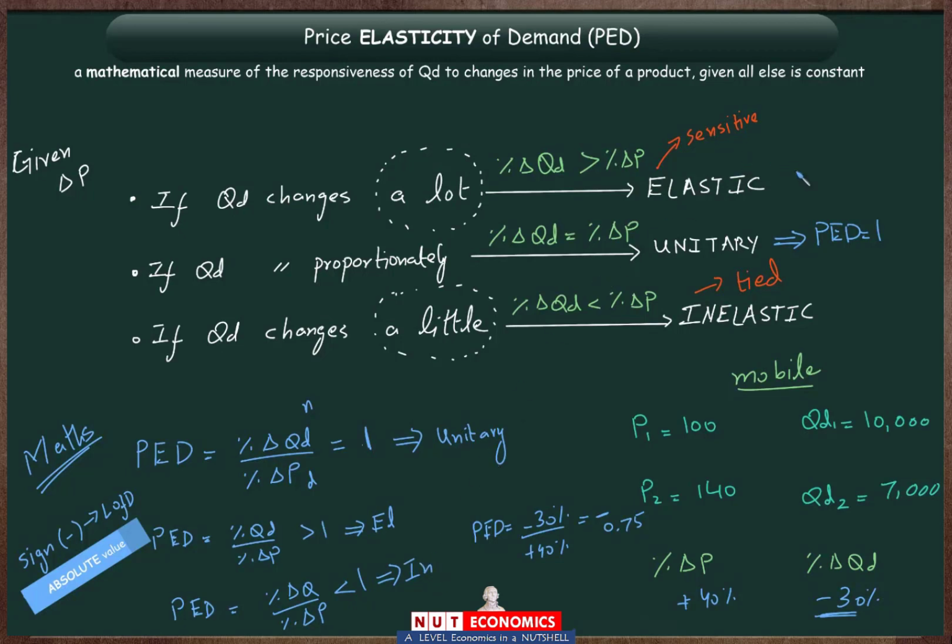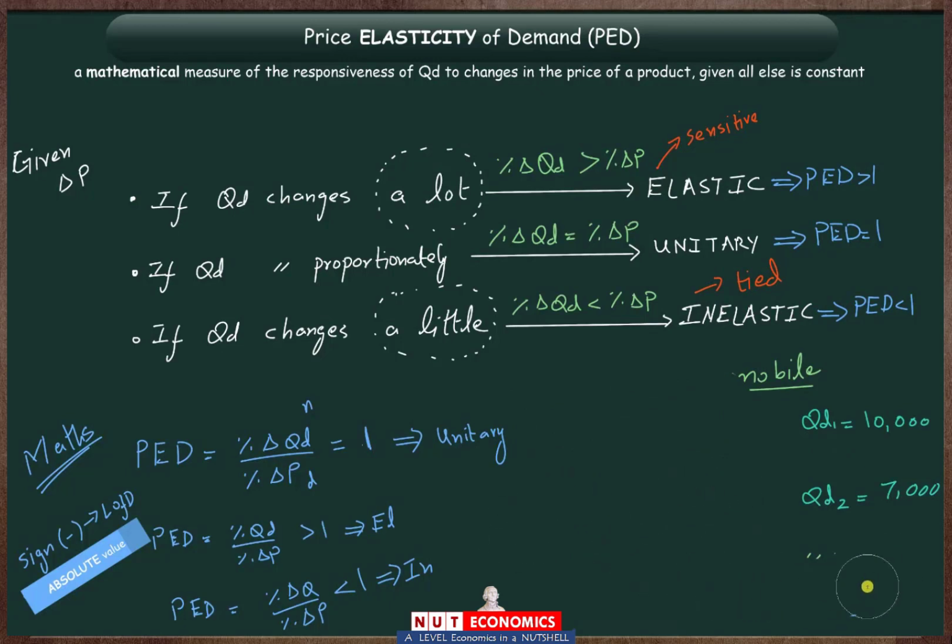So we can write these two over here as well. Elastic demand, PED will be greater than 1. Inelastic demand, PED will be less than 1. And those are the only key values of PED that you need to think of. You don't need to worry about anything else.